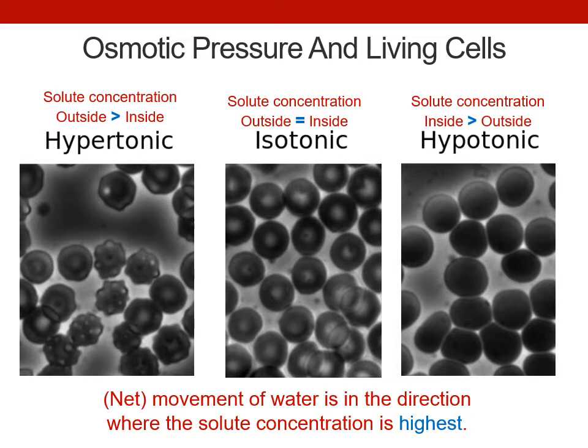In an isotonic environment, the concentration of solutes is the same inside and outside of the cell. There is no net movement of water towards any one direction.